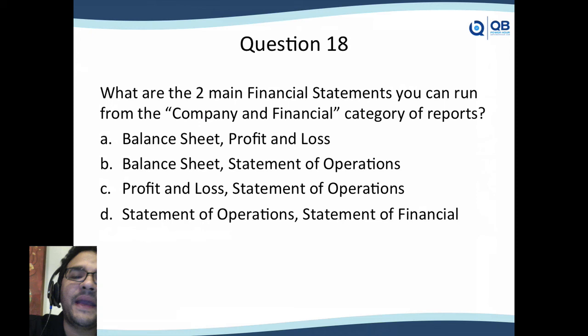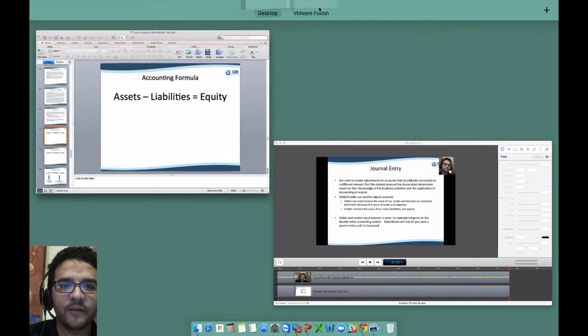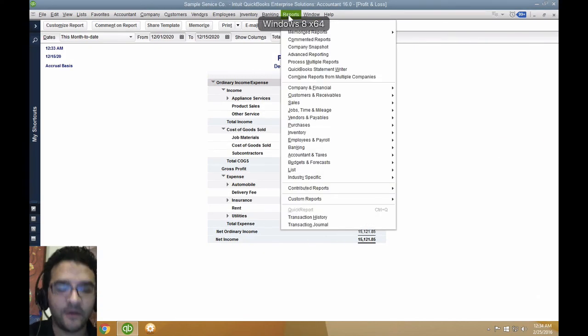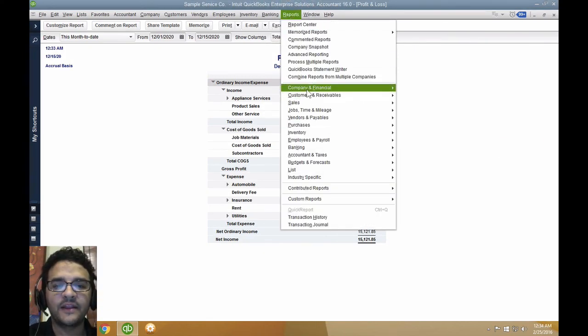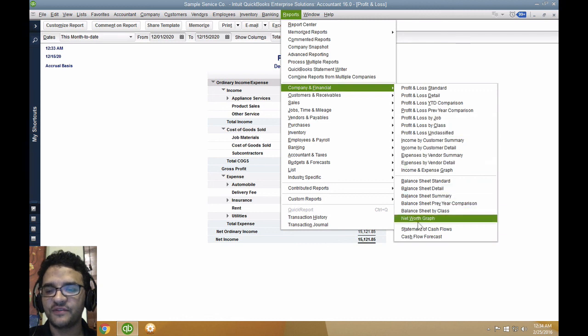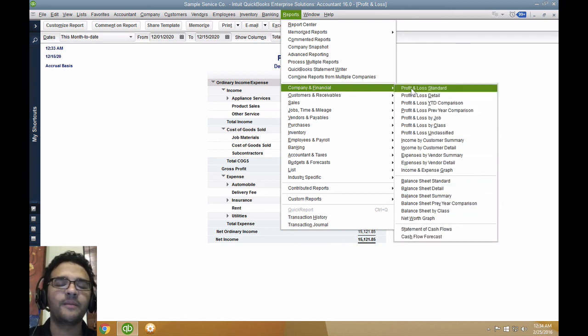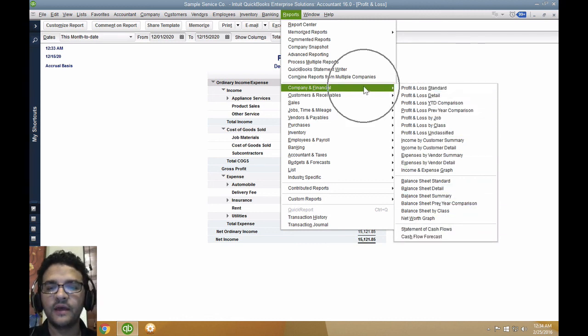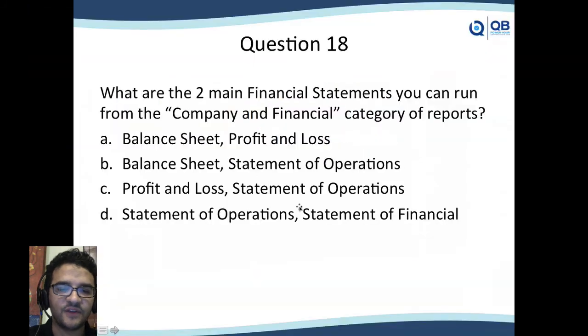Now, what are the main two financial statements you can run in QuickBooks? So let me just jump into QuickBooks here real quick. And when I click on the reports menu, and then company and financial, this is where my main financial statements are. And notice that I have tons of options here. But the question is, which are my two main reports? So that's going to be profit and loss standard and balance sheet standard. Those are the two. So let's jump to the PowerPoint here.